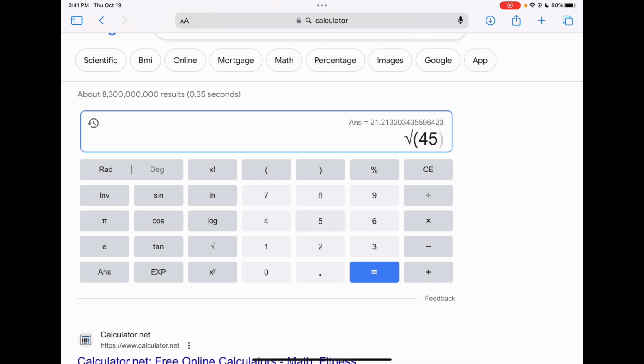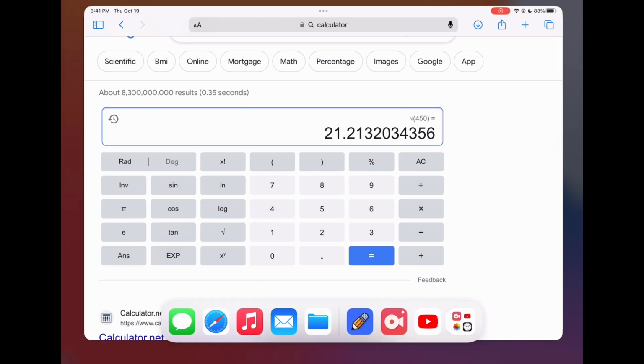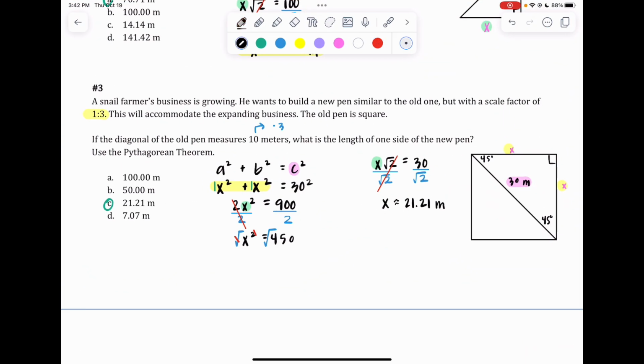So the square root of 450 ends up being about 21.21. So we end up with the same answer. Like I said, it depends on what you're more comfortable with, Pythagorean's theorem or special right triangles. So either way, x is approximately 21.21 meters, and it's the same answer we got using the other method, so it's totally up to you.